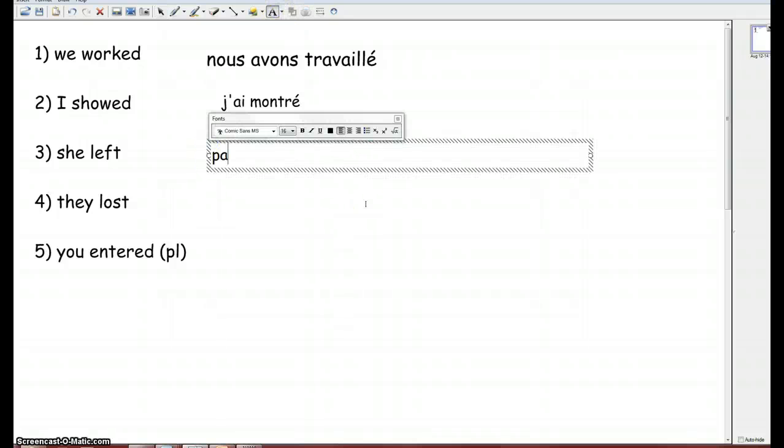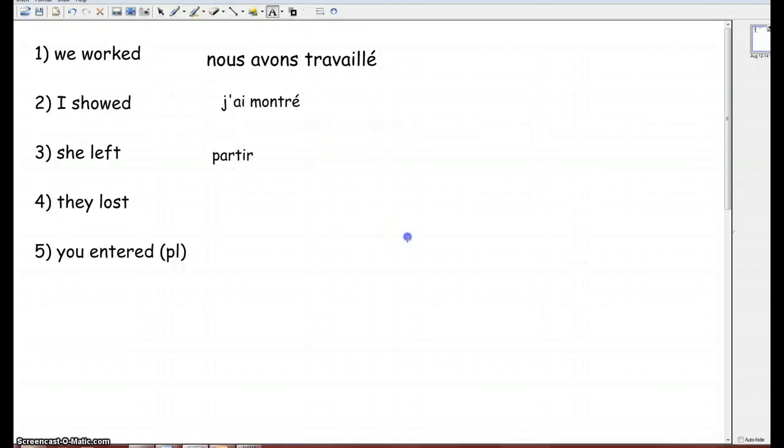Gets a little bit different now with she left. To leave is partir. There are several verbs to leave in different contexts. If you said she left the house, you'd need to use quitter. But if you just said and she left, full stop, end of story, then partir is the one we want. And that's the one I'm going to use. Or you could use quitter if your sentence explained what it was she left. Now, partir.